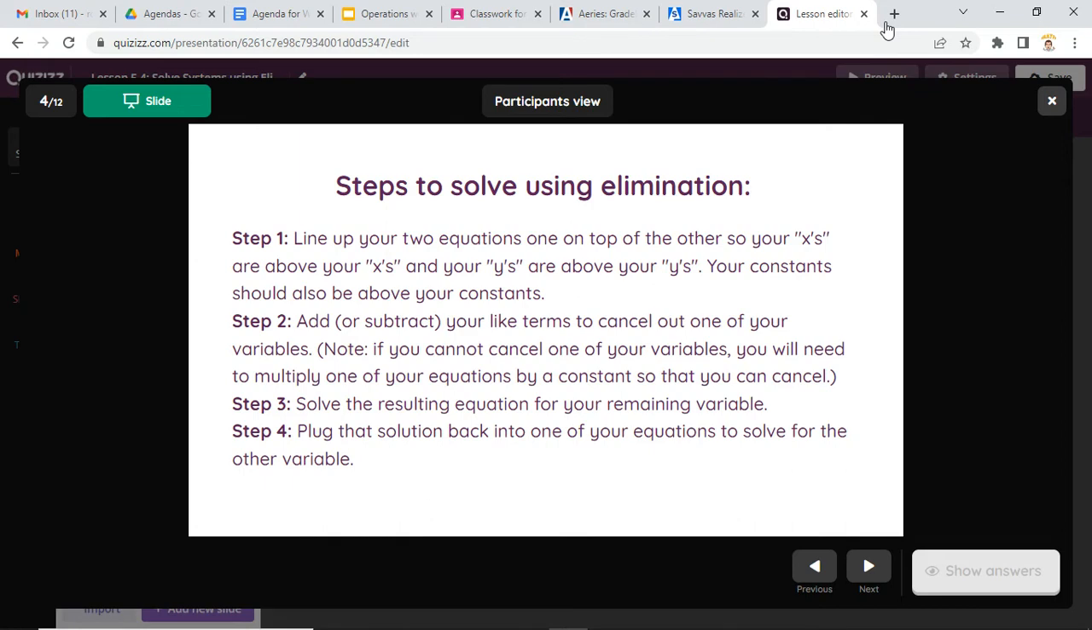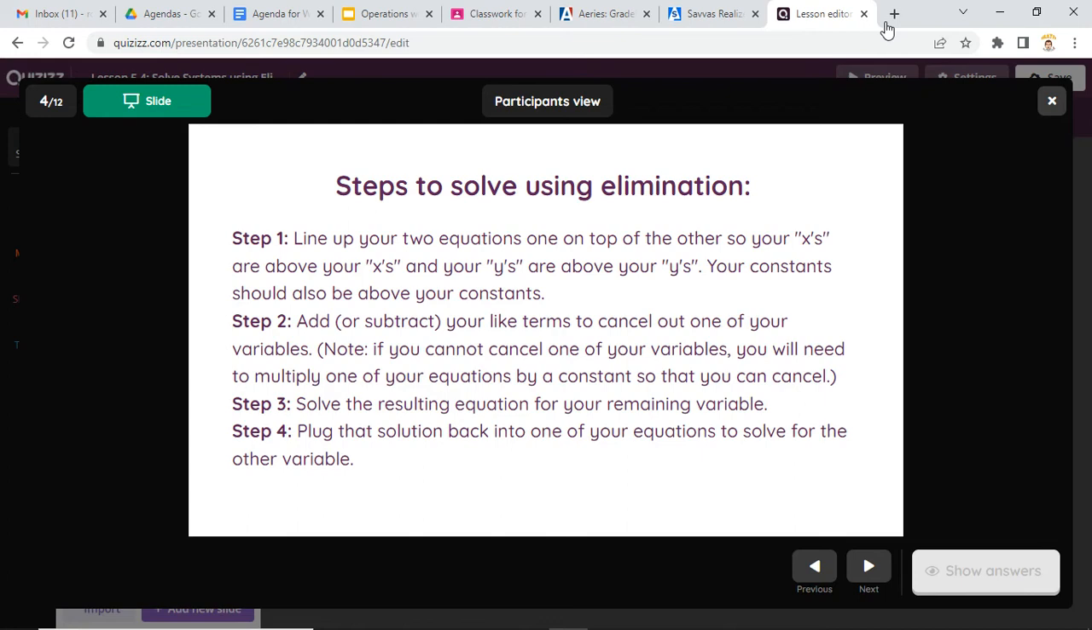I know that sounds a little bit confusing, but we'll have an example for that in a second. All right, step 3: solve the resulting equation for your remaining variable. So that's kind of like in the last slide where I had 5x equals 15. I divided by 5 on both sides to get x equals 3. And the last step is you want to plug in your solution for whatever you solved for, x or y, into one of the equations, and then you want to solve for the remaining variable.